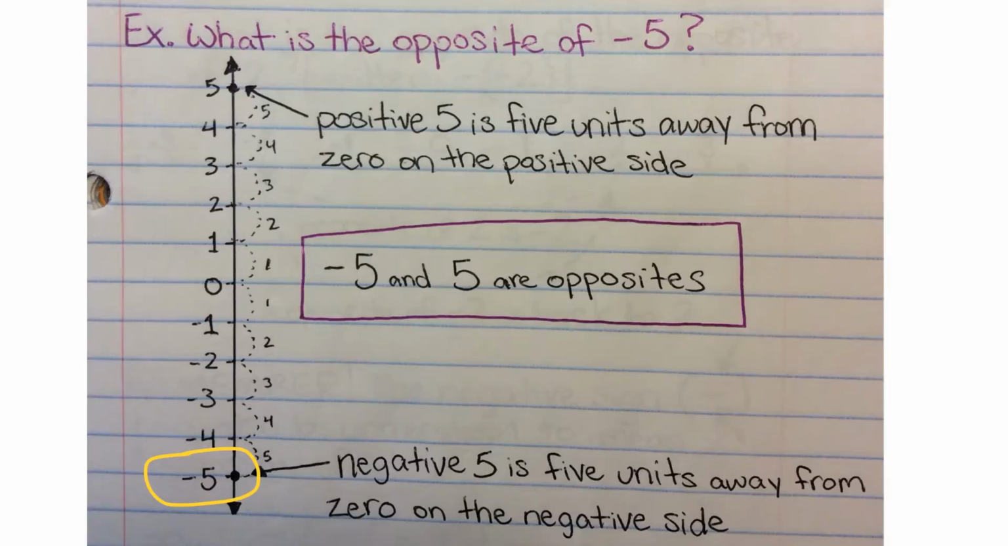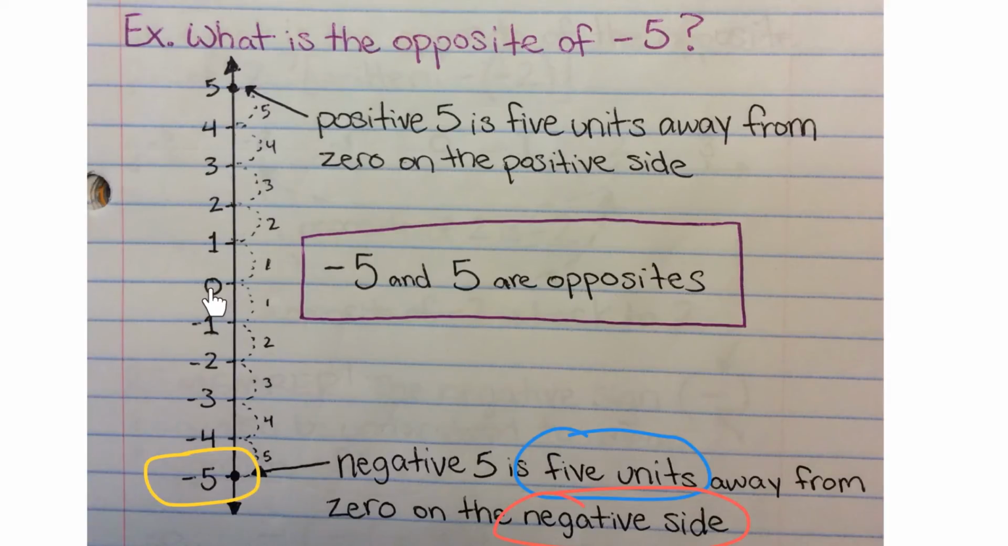Okay, so let's read. -5 is 5 units away from 0 on the negative side. So let's take a look at both pieces of this. We have 5 units away from 0, and it's on the negative side. Okay, so if we remember our explanation of what an opposite is, equidistant from 0. Okay, so here it shows that we are 5 units away from 0.